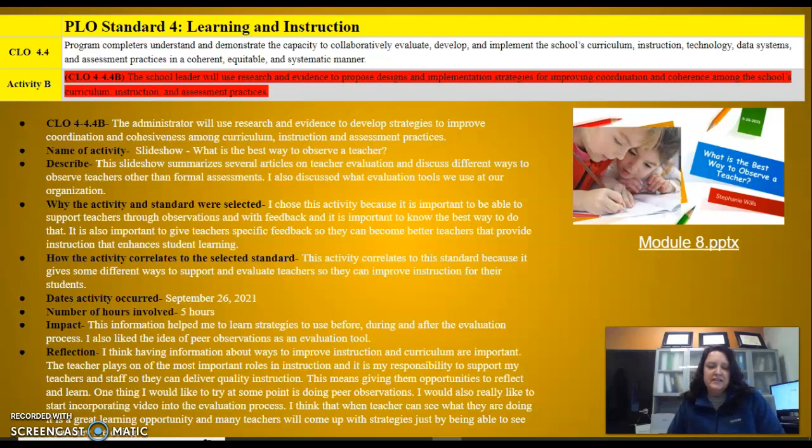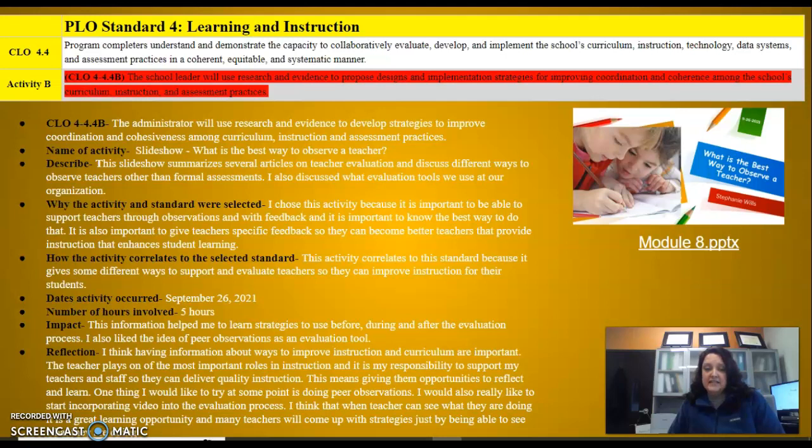As I reflect on this as an administrator, I think having information about ways to improve instruction and curriculum are important. The teacher plays one of the most important roles in instruction, and it's my responsibility to support my teachers and staff so they can deliver quality instruction. This means giving them opportunities to reflect and learn.